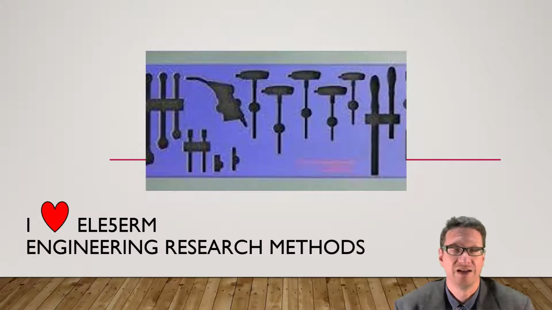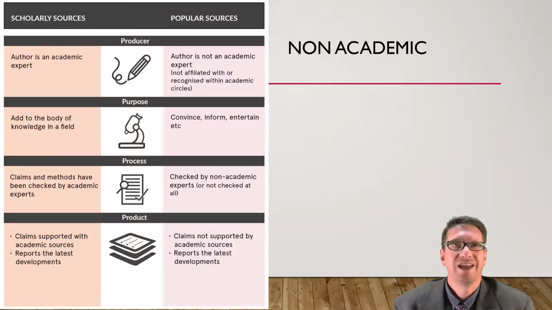Let's do a little compare and contrast. I've compared scholarly sources with popular sources in terms of 4 factors: who produces it, what its purpose is, what the process is, and what the product is. There are differences. Popular sources can be produced by anybody. They don't need to have any qualifications. They can write whatever they like. The aim of it can be to entertain. Academic writing is generally not there to entertain. It's a serious business about serious work.